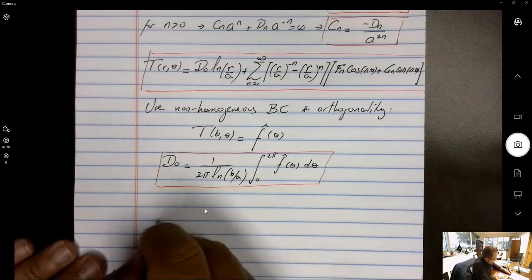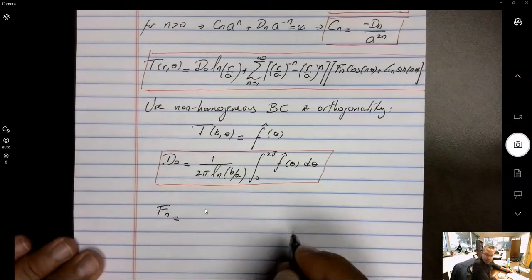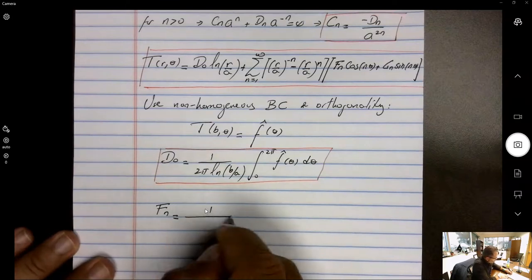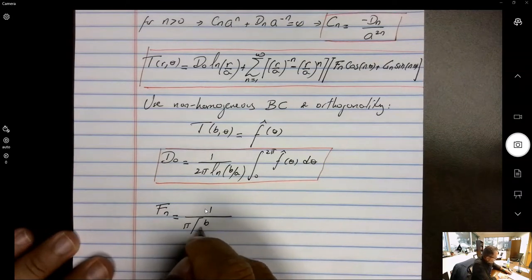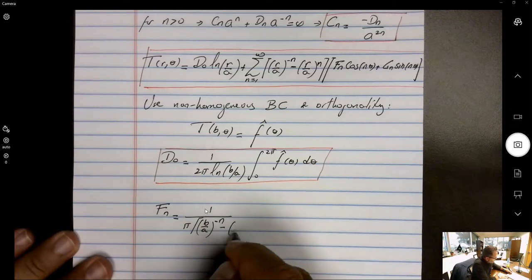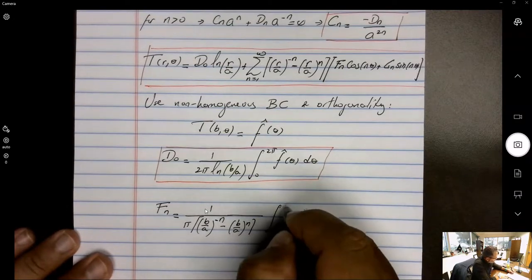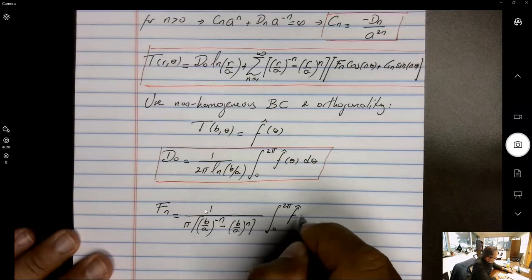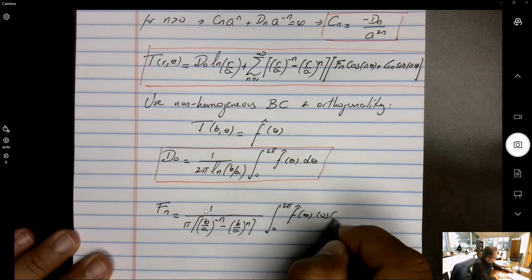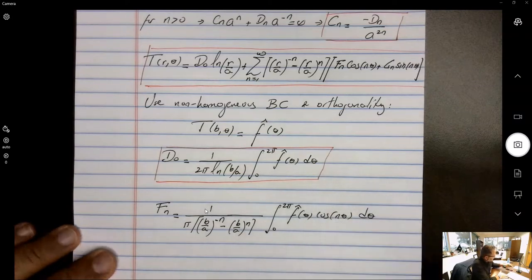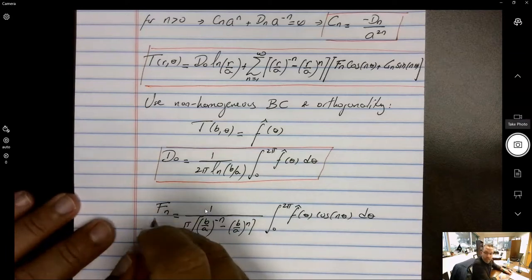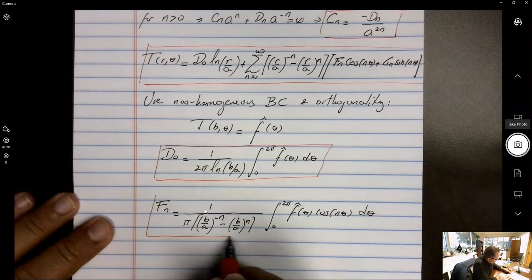Then fn is equal to 1 over pi times b over a to the power of minus n minus b over a to the power of n, times the integral from 0 to 2 pi of f of theta times the cosine of n theta d theta. It's the second constant of integration.